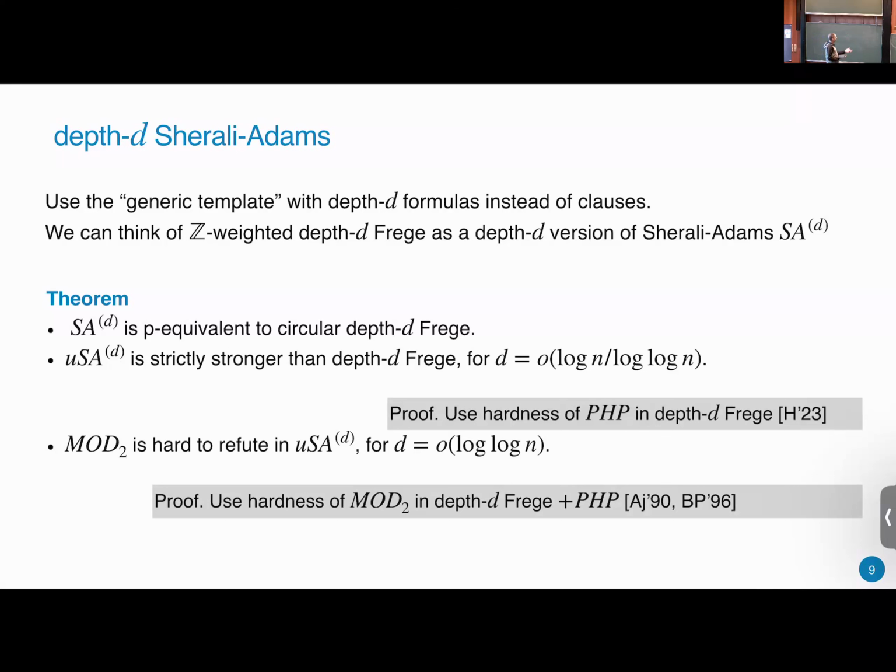And also, at least the unary versions, they are polynomially bounded. For instance, the parity is hard to refute in these systems. And that's because all these systems are below depth Frege. So the depth version of unary Sherali-Adams is below depth Frege plus the pigeonhole principle. And since parity is hard, even in bounded depth Frege, even given the pigeonhole principle, then for free there is this.